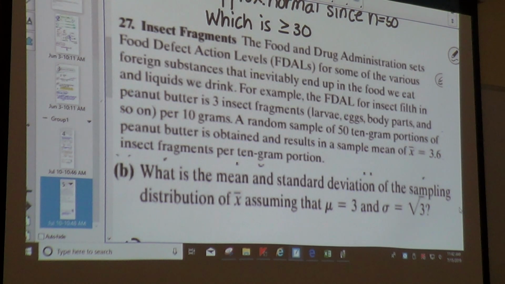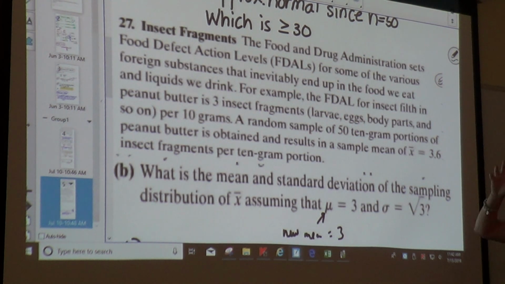Just thinking about the little legs and the peanut butter. What is my new mean going to be? 3. My mean doesn't change. The mean is the mean is the mean. So if this was my original mean, my new mean is going to be the same thing.